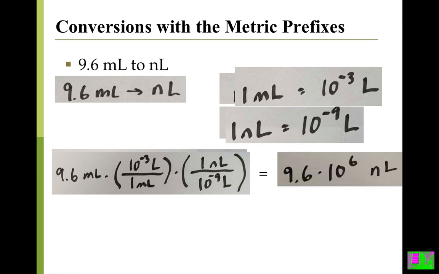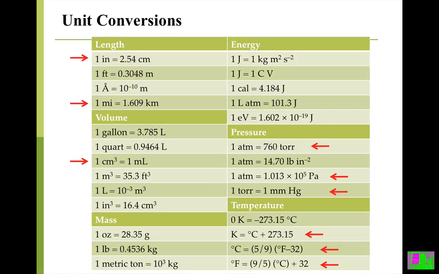Then we can cancel out the liters and the milliliters. Sorry, I didn't show that with a line, but that gives me a value of 9.6 times 10 to the positive 6 nanoliters. You should be able to do that in your head now that we've had some practice. Looking at exponents here, we're dividing, so I'm going to subtract the exponents. Minus 3 minus negative 9 equals 6. So 10 to the 6 is the exponential.